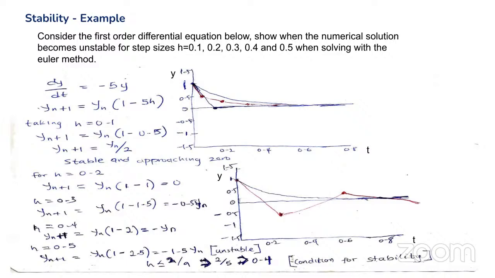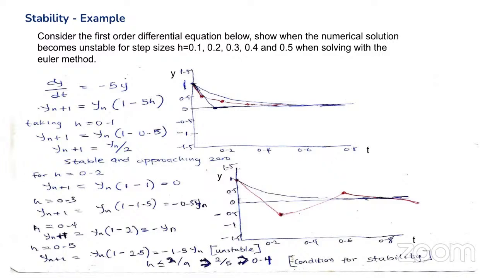So we have the differential equation, dy/dt equals minus 5y. And from the previous slide, the Euler's method, we know that yn plus 1, which will be the next solution for y, is equal to yn times (1 minus 5h). From the previous slide, we saw yn times (1 minus ah), so the a can be substituted with 5 here. So that's how we came about this solution here.